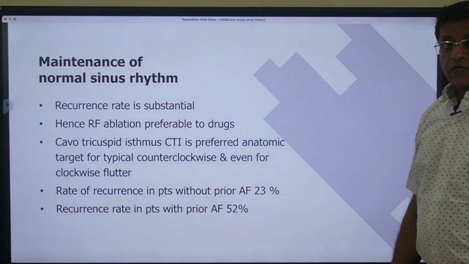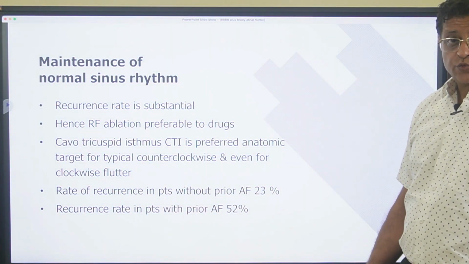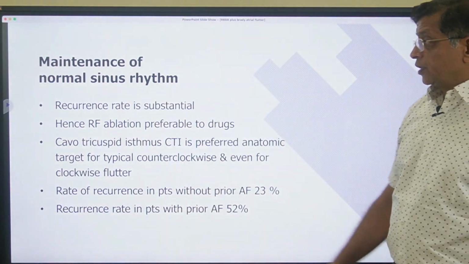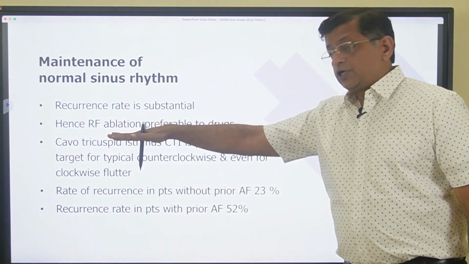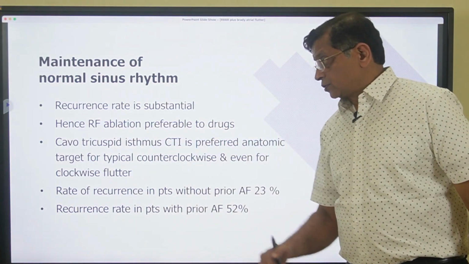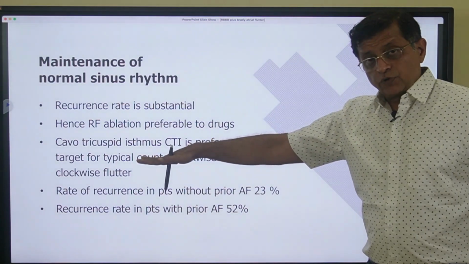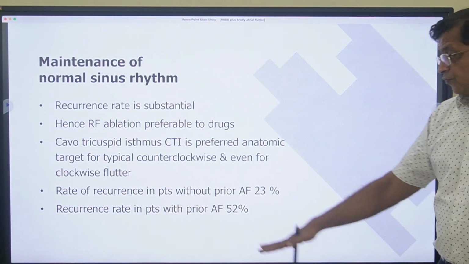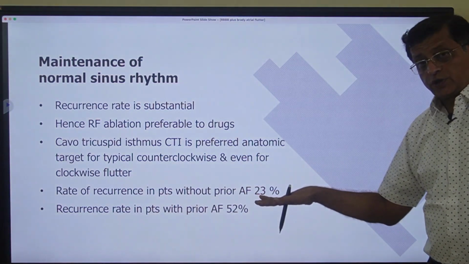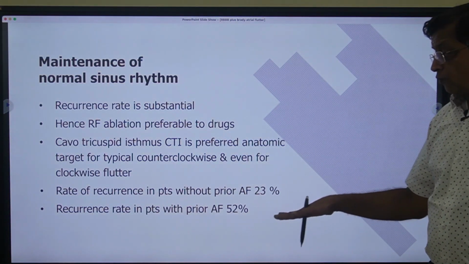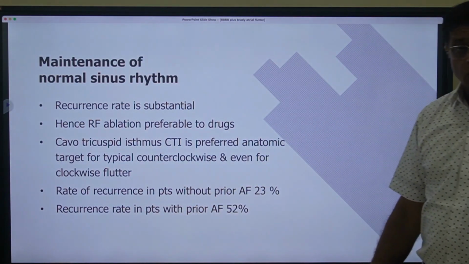The maintenance of sinus rhythm is difficult because the success rate is only 25 to 50%. The recurrence rate is substantial, hence radiofrequency ablation is most preferable to drugs. The preferred site of ablation is the cavotricuspid isthmus. The rate of recurrence in patients without prior atrial fibrillation is 23%. In patients who have once deteriorated into atrial fibrillation, the recurrence rate is around 50%.